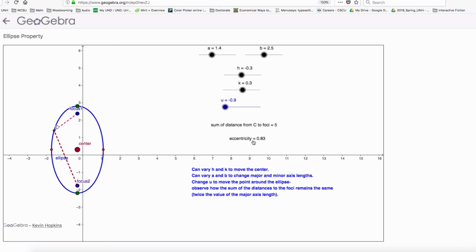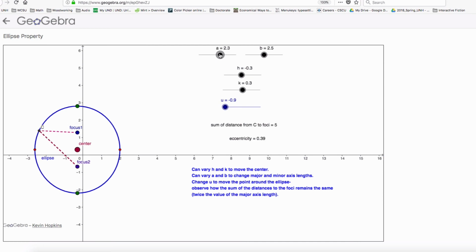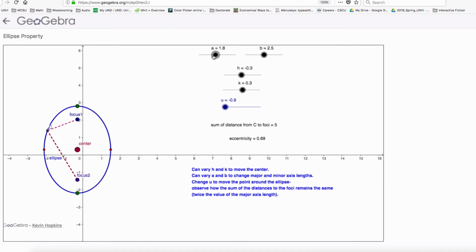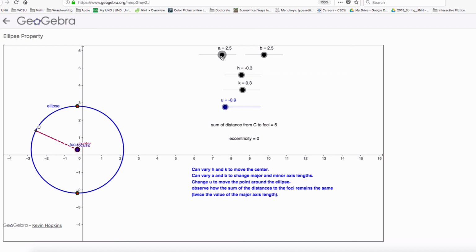The eccentricity is 0.83. Remember when I said, when these were equal, when we were doing the orbit problem? When these are equal, my eccentricity goes to 0. Why? Because the value for C, the distance between the center and a single focus, is 0. And so I get 0 divided by A, which is, of course, 0. Okay? So that's pretty much the ellipse. Hopefully that helps.